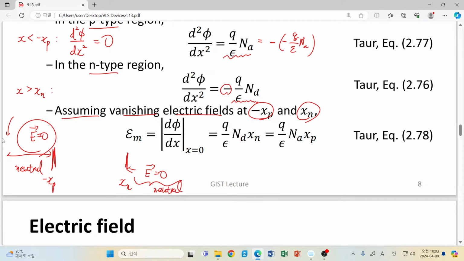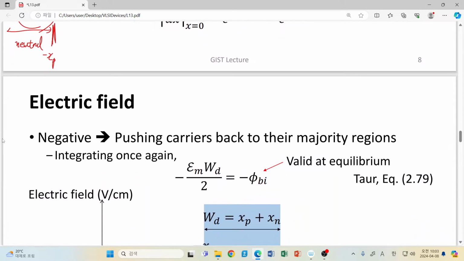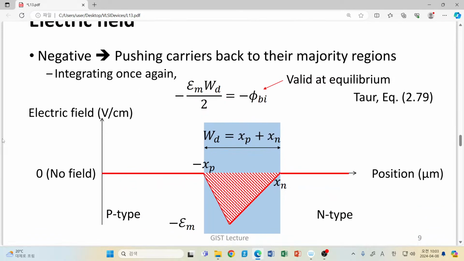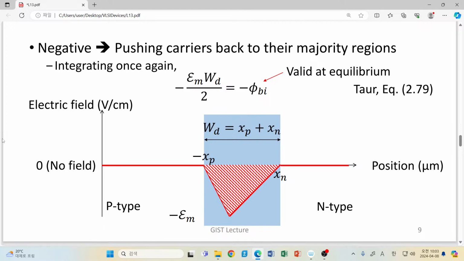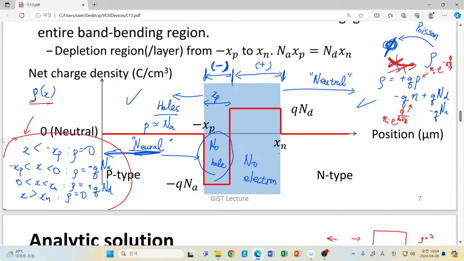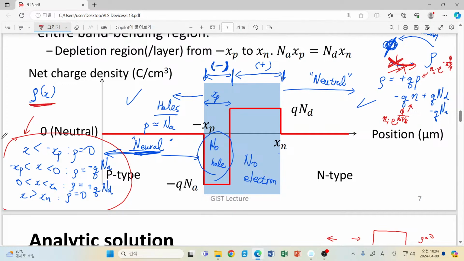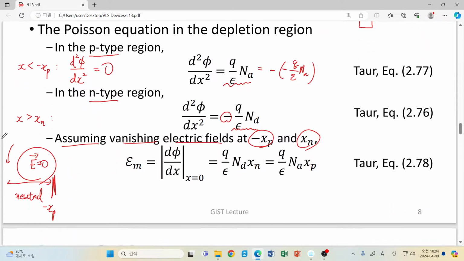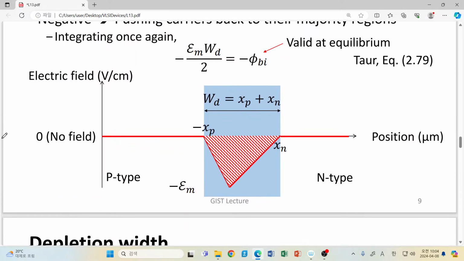Okay, so now if we assume this kind of thing, I think that many equations are summarized, so please try to understand this one. Now we can understand it this way. Previously I have drawn the net charge density. However, by integrating this Poisson equation only once, we can find the electric field. So please note that our Poisson equation is simply given by this form.